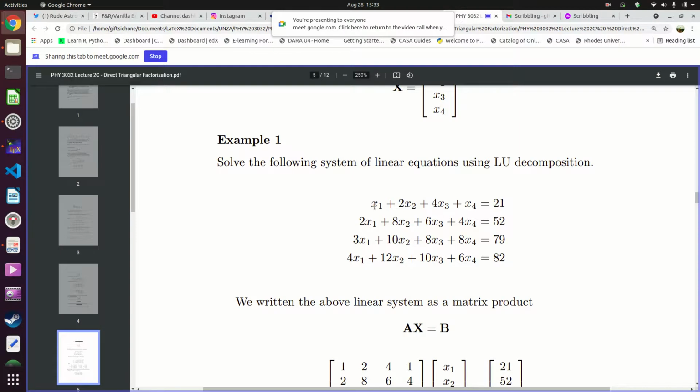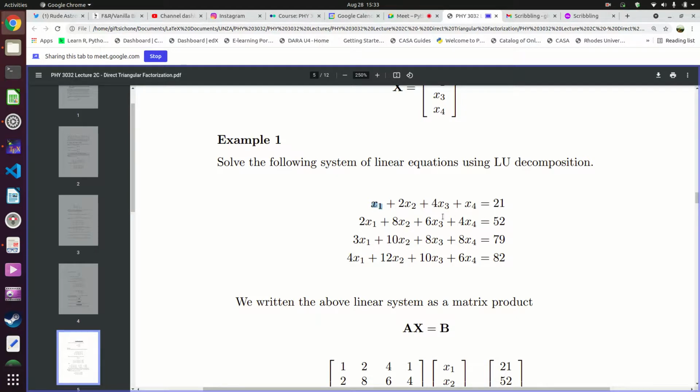In this case, you've got x1 plus 2x2 plus 4x3 plus x4 equals 21. So you've got 4 unknowns and 4 equations. Then 2x1 plus 8x2 plus 6x3 plus 4x4 equals 52. Then 3x1 plus 10x2 plus 8x3 plus 8x4 equals 79. Then you've got 4x1 plus 12x2 plus 10x3 plus 6x4 equals 82.